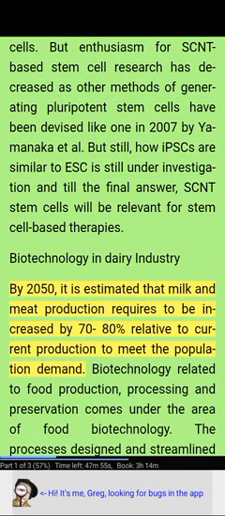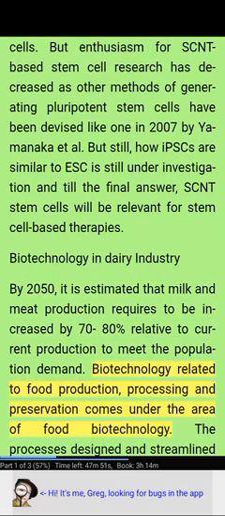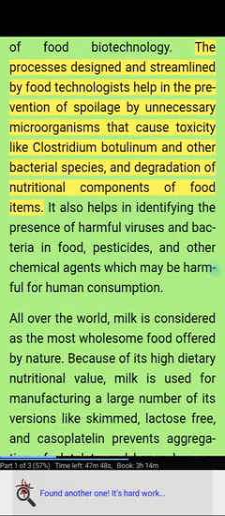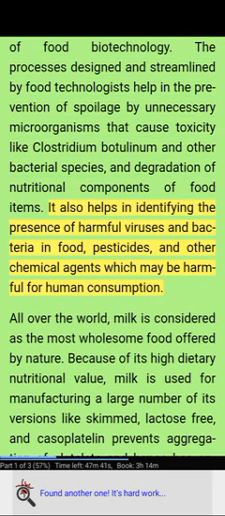Biotechnology and the dairy industry. By 2050, it is estimated that milk and meat production needs to be increased by 70 to 80% relative to current production to meet the population demand. Biotechnology related to food production, processing and preservation comes under the area of food biotechnology. The process is designed and streamlined by food technologists to help prevent spoilage by unwanted microorganisms that cause toxicity, like Clostridium botulinum and other bacterial species, and degradation of the nutritional components of food items. It also helps in identifying the presence of harmful viruses and bacteria in food, pesticides, and other chemical agents which may be harmful for human consumption.